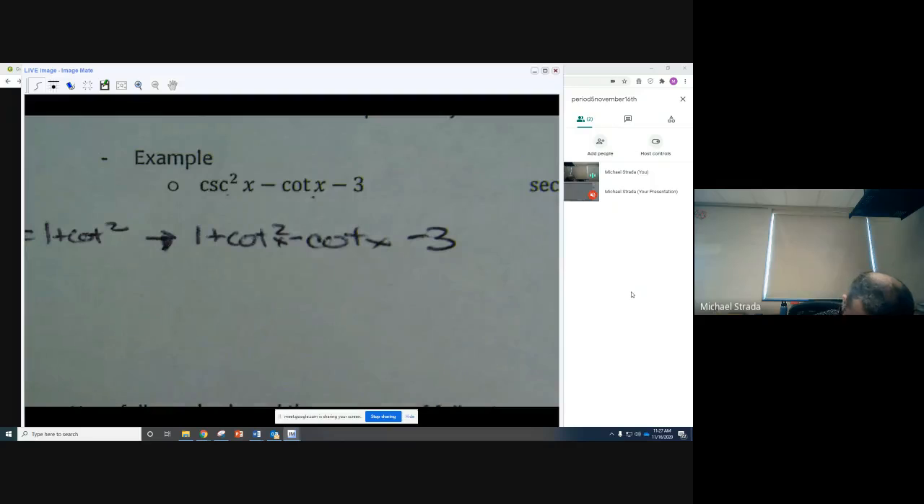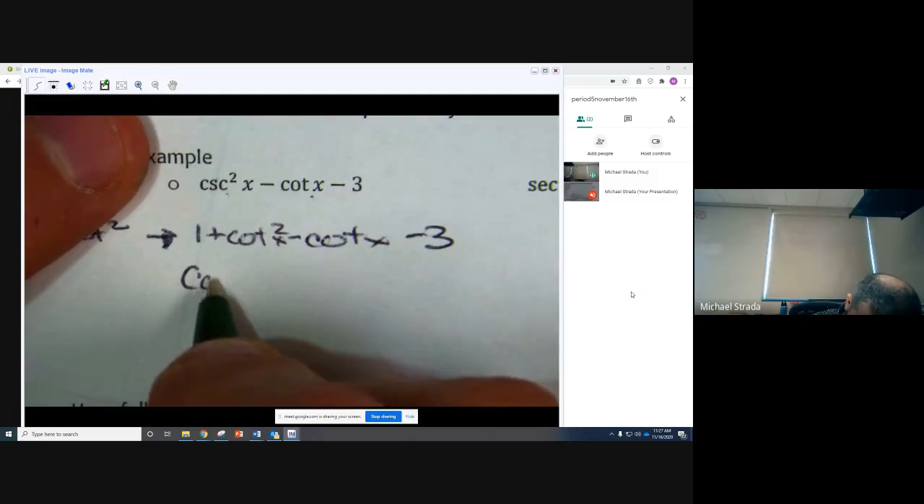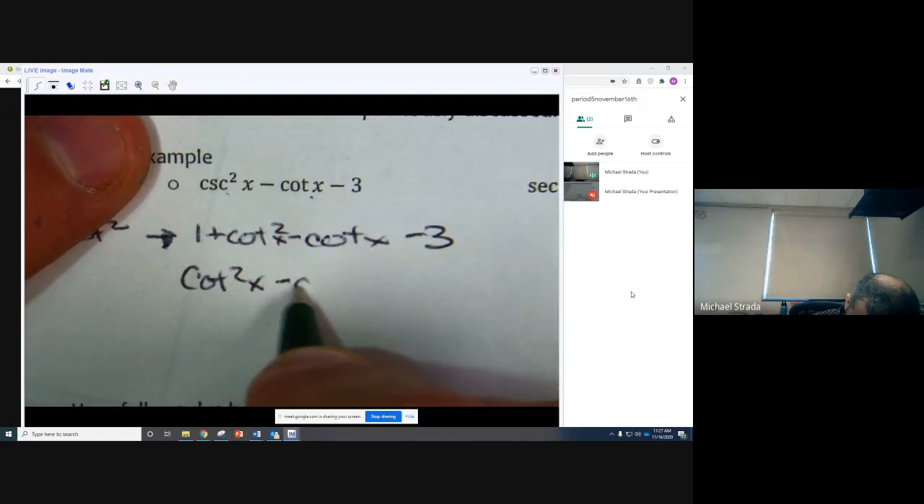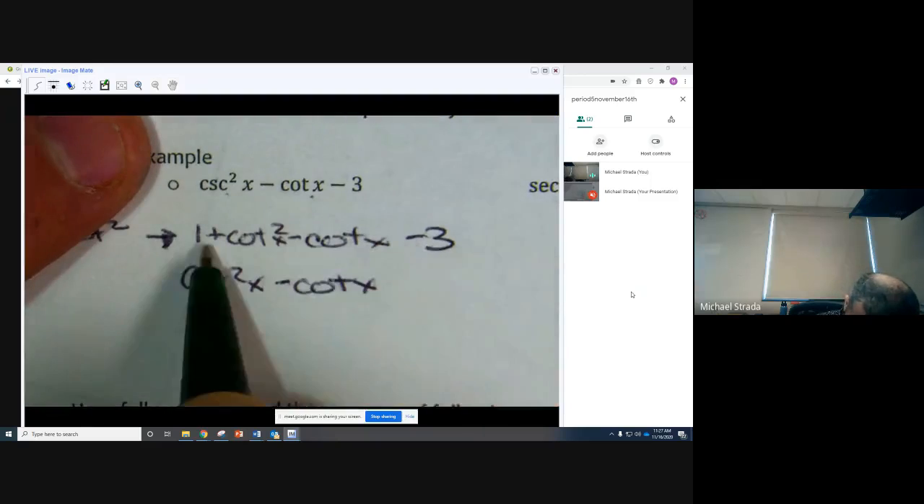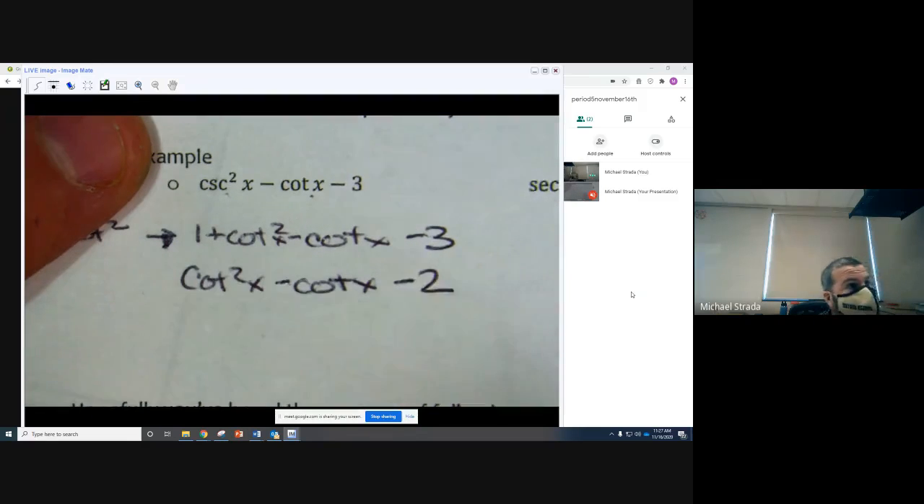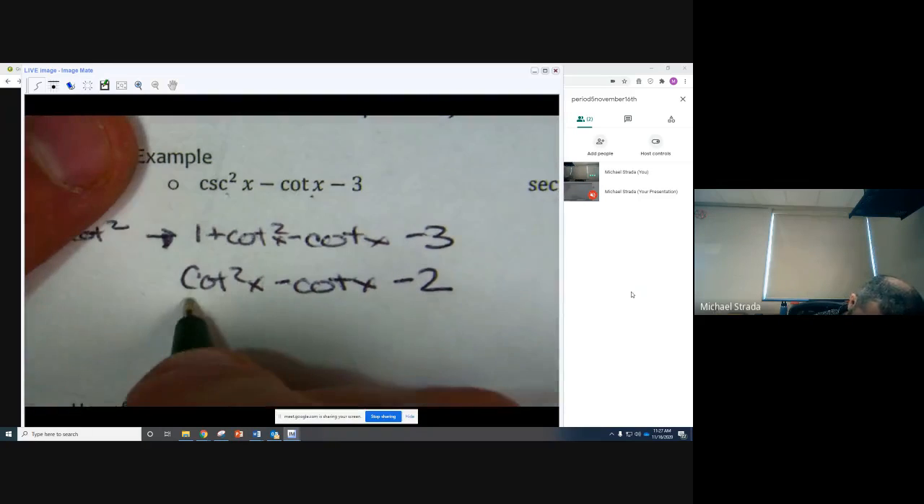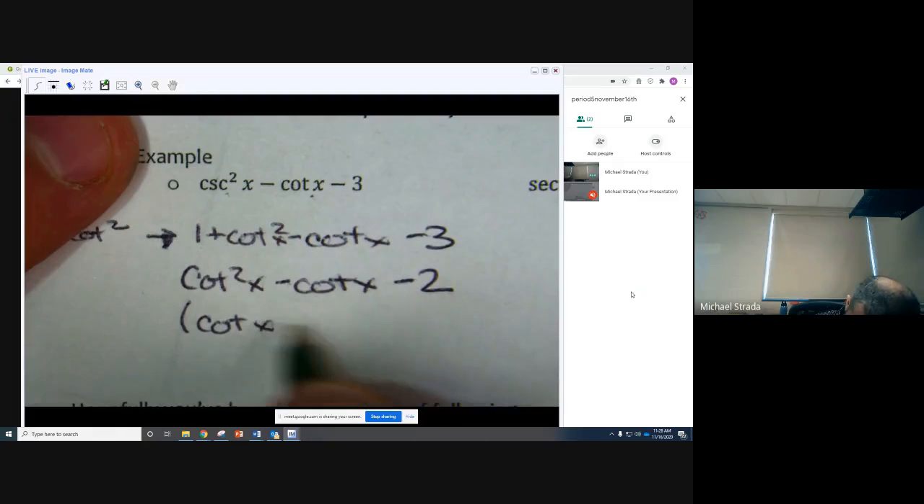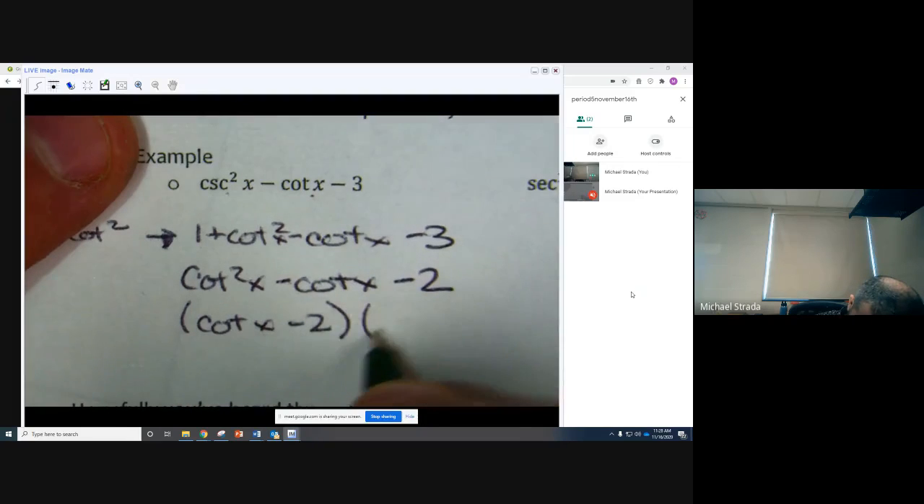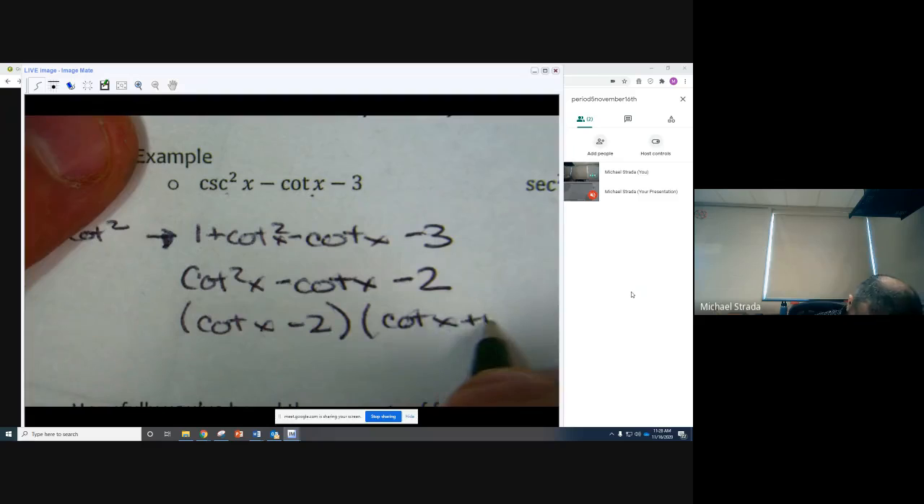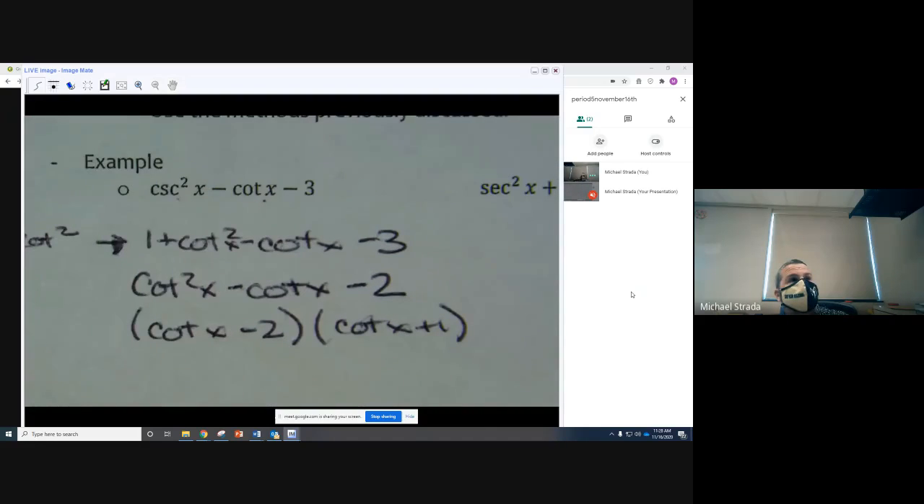All right, so now I'm going to collect like terms. Cotangent squared x minus cotangent x, and then negative 3 plus 1 is negative 2. Cotangent x factors into minus 2, cotangent x plus 1. And I factor. Good?